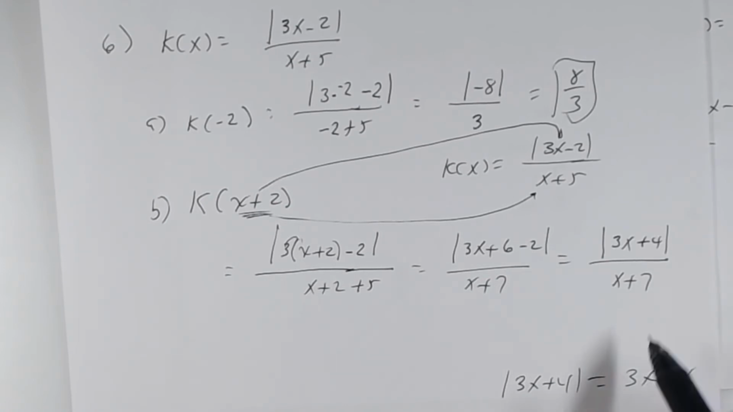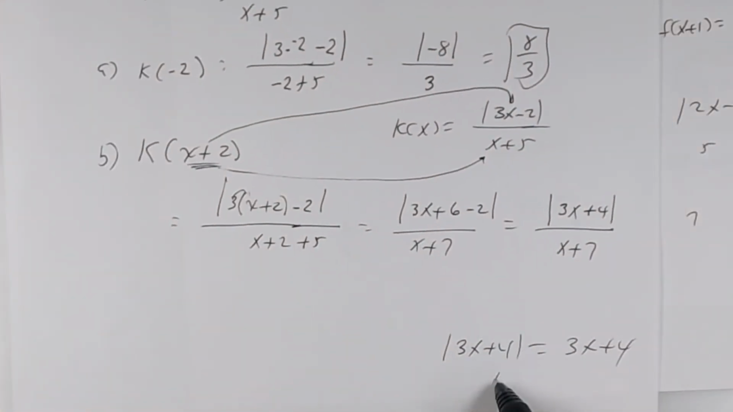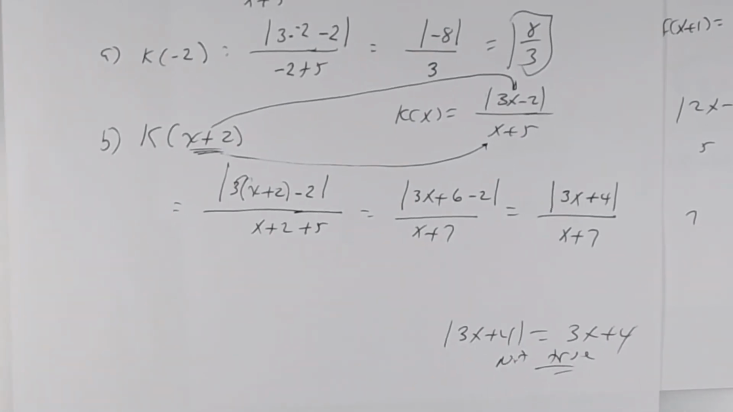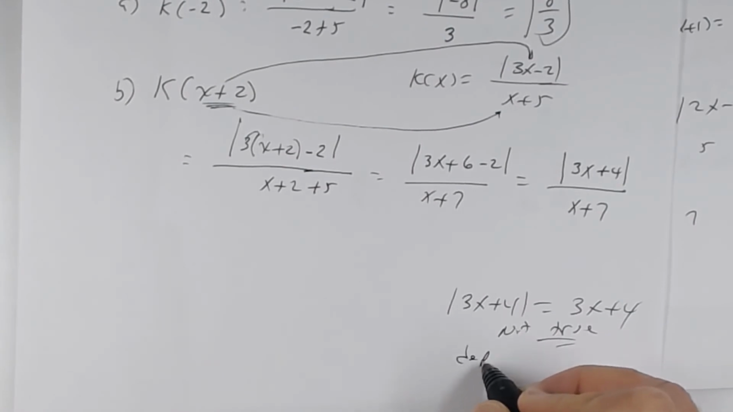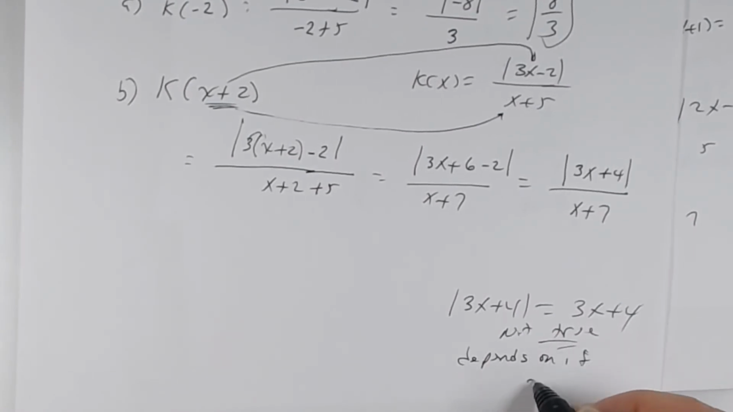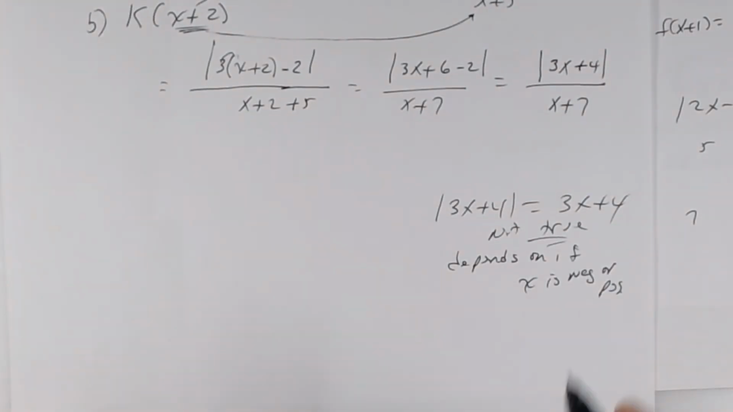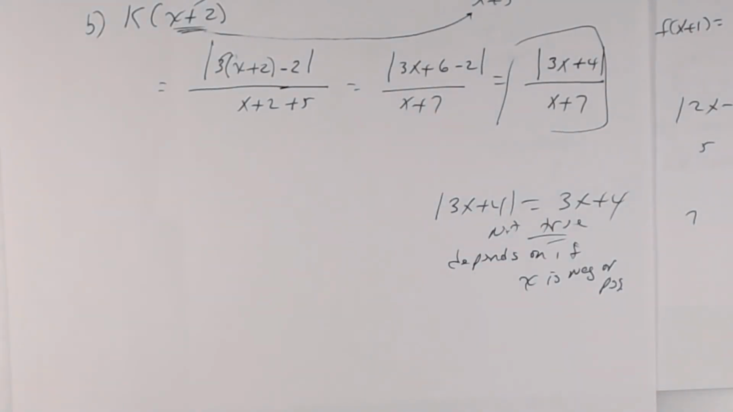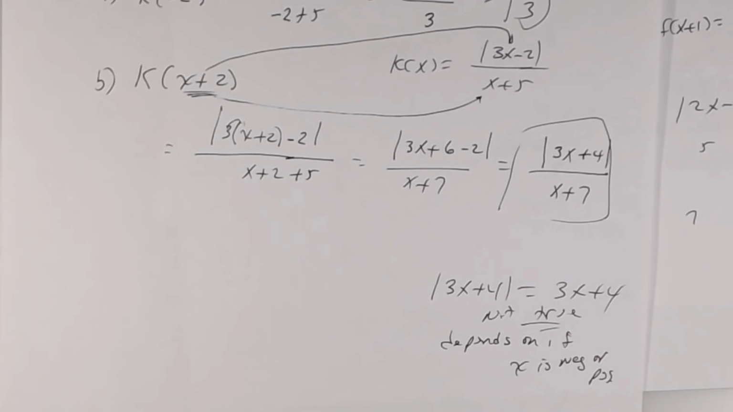No. So you do not rewrite the numerator without the absolute value bar. Leave the absolute value bars there for that reason, because that's not true. Because it depends on if x is negative or positive. Okay, so that's your answer. So when you do part 3, 3b, it's going to look just like 6b. Okay? All right.